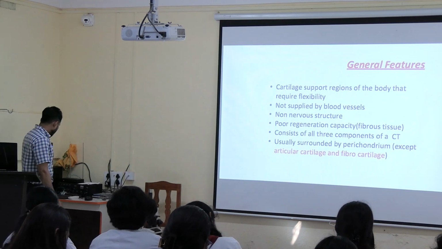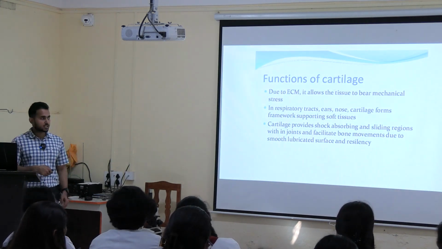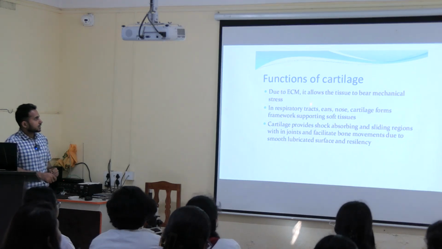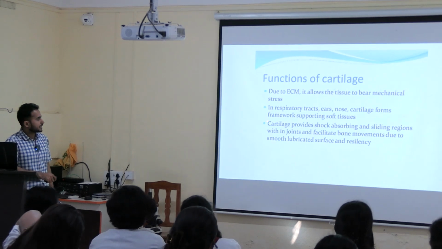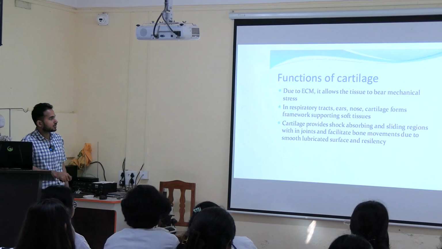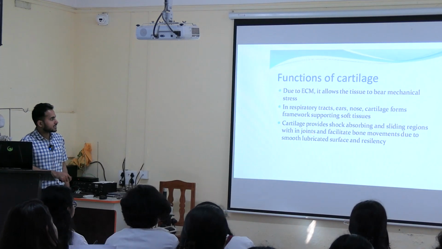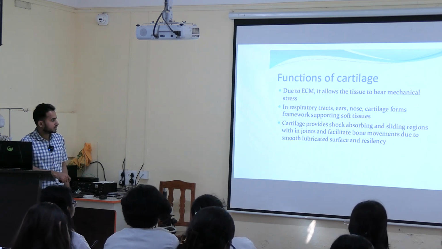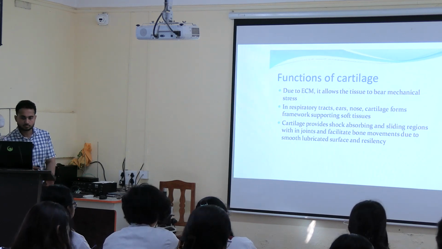Next, what are the functions of cartilage? Due to the extracellular matrix, it allows the tissue to bear mechanical stress. In the respiratory tract, ear and nose, cartilage forms the framework supporting soft tissue. It provides shock absorbing and sliding regions, especially in the joints, which facilitate movements. So these are some important functions of the cartilage.